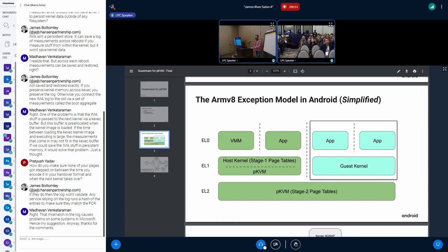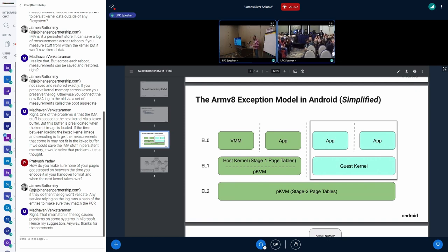And in terms of pKVM, you could kind of argue that all pKVM is doing is maintaining the stage 2 page tables in order to protect the guest memory. Of course, it does a little bit more than that, but that's really its most important task, the stage 2 guest tables. And then you have the host kernel and some other pKVM stuff running in the host kernel that's maintaining the stage 1 page tables as well. And then you have the VMM as well as the virtual machine.